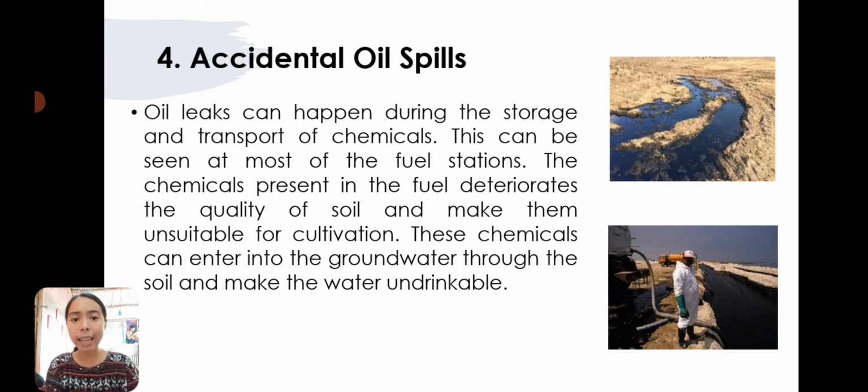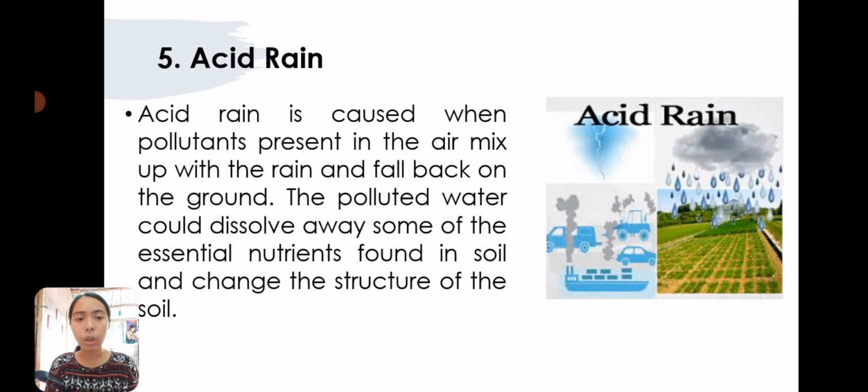So lastly is acid rain. Acid rain is caused when pollutants present in the air mix up with the rain and fall back into the ground. The polluted water could dissolve away some of the essential nutrients found in soil and change the structure of the soil.